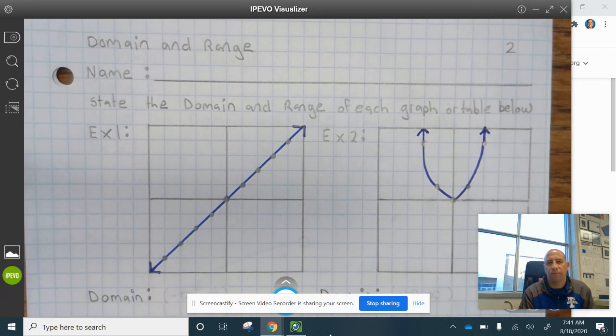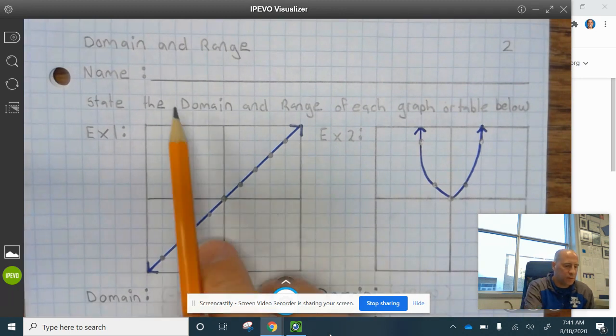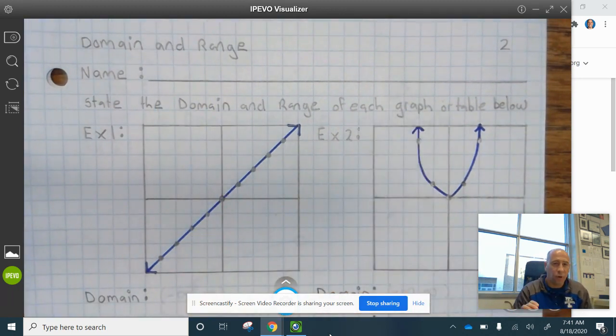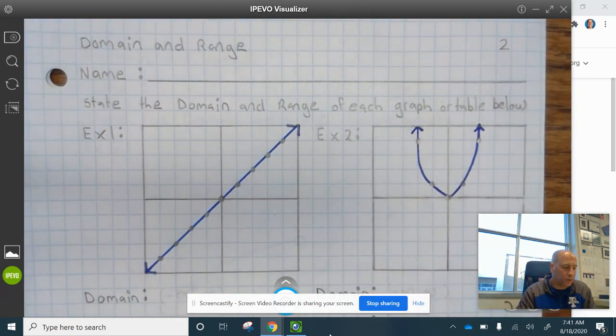Domain and range. Now, on all of the example pages, you need to write your name on that page. So when you show me what you're going to submit, in class, you'll just physically show me, but if you're remote, you'll just take a picture of this or make a video of it, and that way with your name on it, I know that it's yours and not someone else's, okay? So on all the example pages, okay? All right, state the domain and range of each graph or table below.